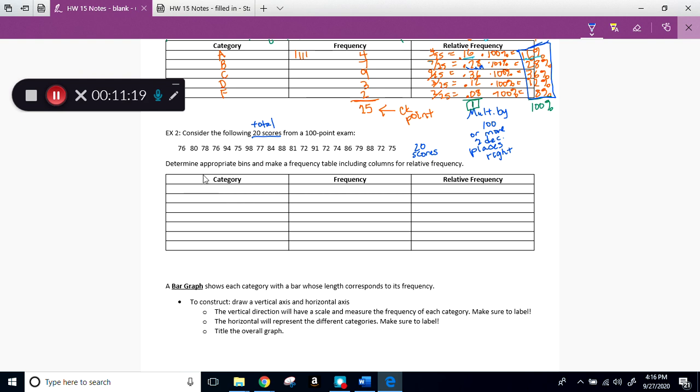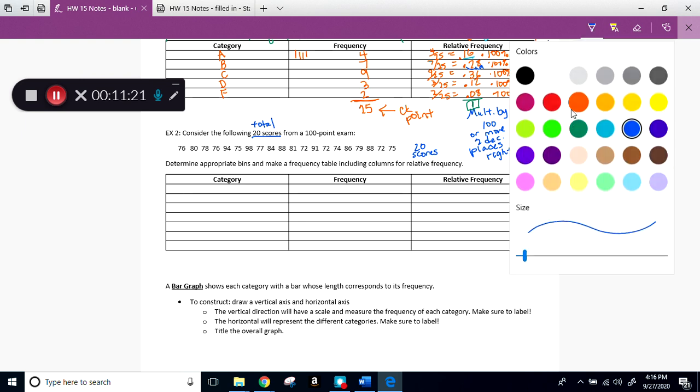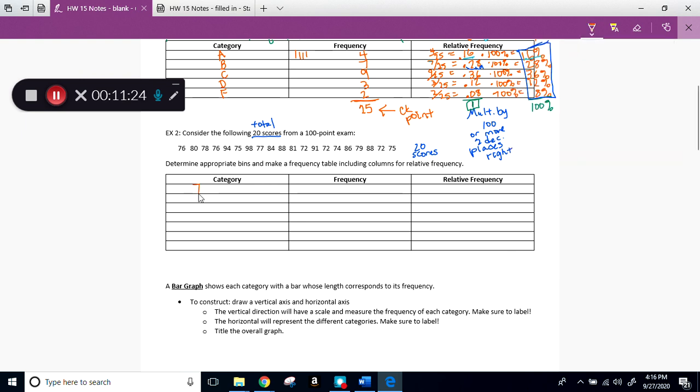So maybe we could do this. Maybe we could go 70 to 74. And usually this is going to be kind of given to you on this part, but that would be 5 of them, wouldn't it? 70, 71, 72, 73, 74. That's 5. And then 75 through 79. 80 through 84, 85 through 89, and so on. 90 to 94, 95 through 99. So each of those have 5 in each one.